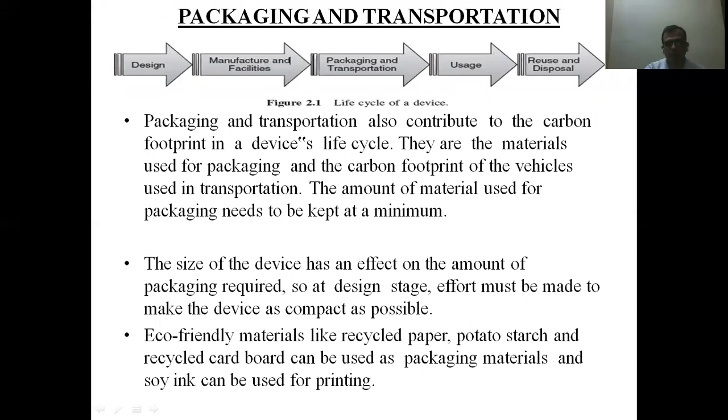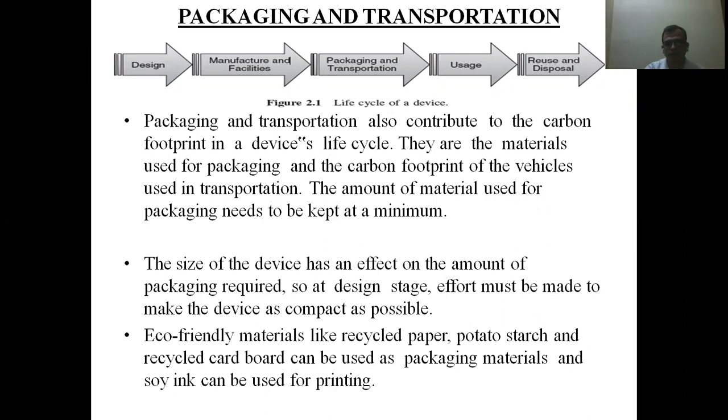The packaging and transportation also contribute to the carbon footprint in the device life cycle. These are the materials used for packaging and the carbon footprint of the vehicles used in the transportation. The amount of the materials used for packaging needs to be kept at minimum. The materials used for packing may contain toxic materials. And also while transporting these materials, we are going to use vehicles, so they are going to emit carbon dioxide. Obviously, it will also lead to pollution.